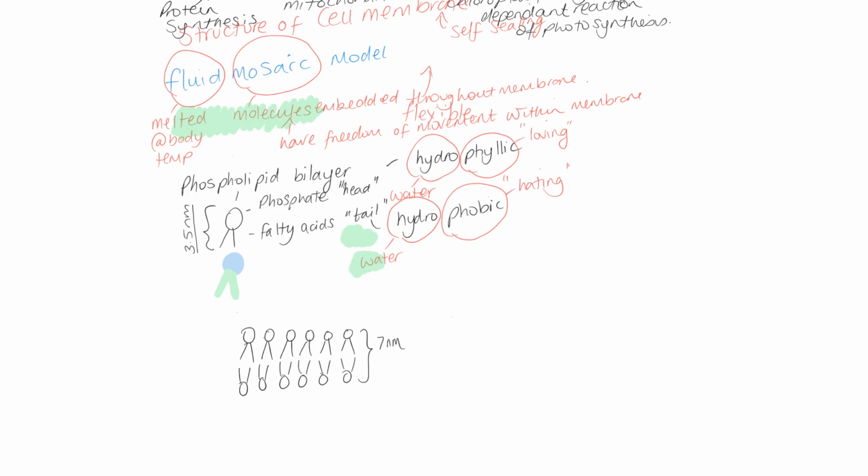Just looking at this really basic diagram of the phospholipid bilayer that I've drawn here, it's really important that you understand that you can only see this level of detail under the electron microscope. This is because the light microscope does not have a high enough resolution to enable you to see this level of detail.